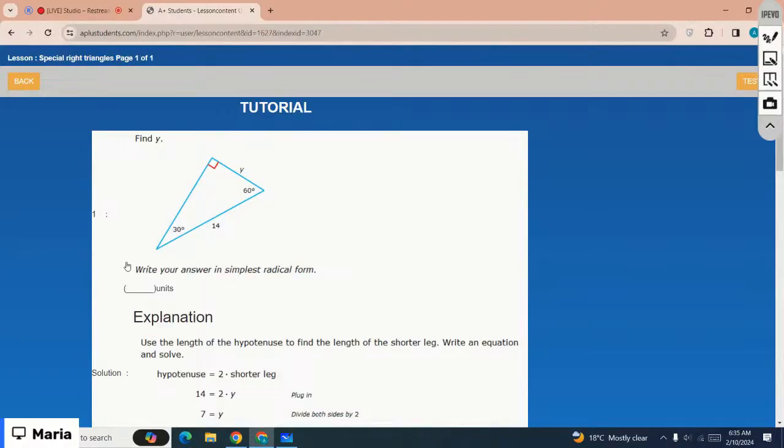So use the length of the hypotenuse to find the length of the shorter leg. When the triangle has the angles 30, 60 and 90, the hypotenuse is equal to 2 times the shorter leg, right? The hypotenuse given is 14. So you have to do 2 times y, that means y is 7. The shorter leg is half of the hypotenuse, that would be 7.